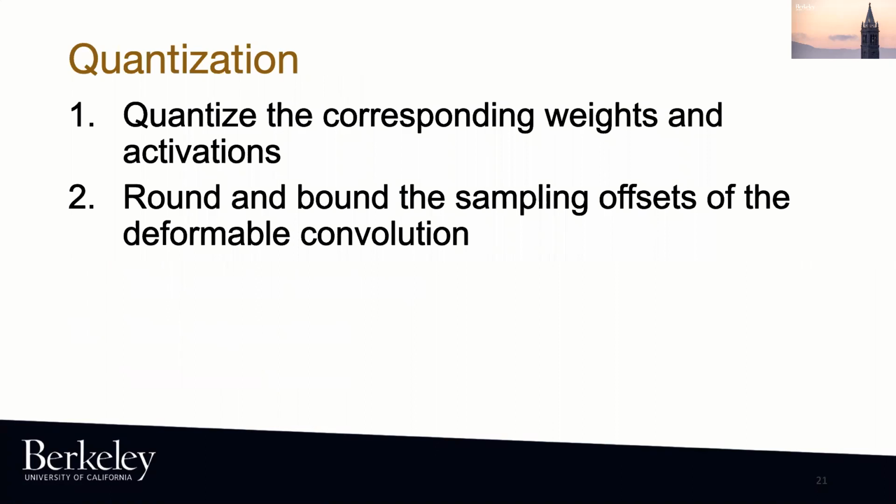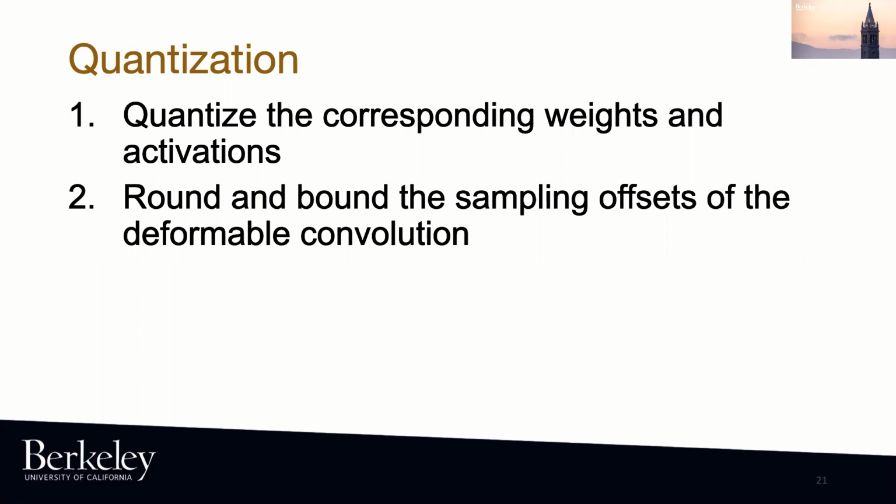And quantization is another critical step towards the efficient deployment of the pre-trained models on GPU and adapted onto FPGA accelerators. For the deformable convolution, quantization comprises 2 parts. The first part is to quantize the corresponding weights and activations as usual. And the second part includes the rounding and bounding of these sampling offsets of the deformable convolution to integer and within certain limits.